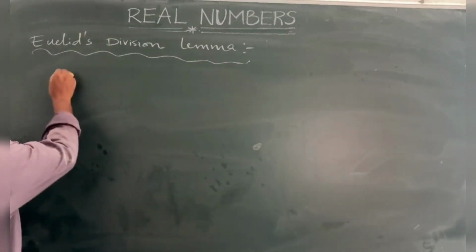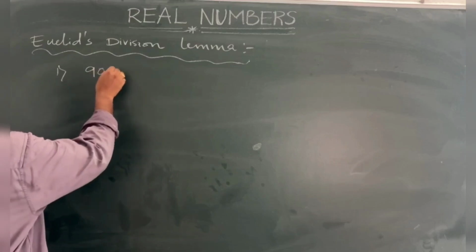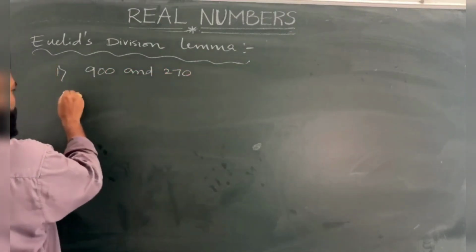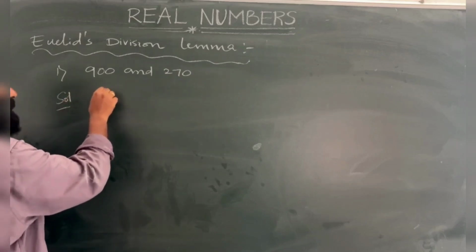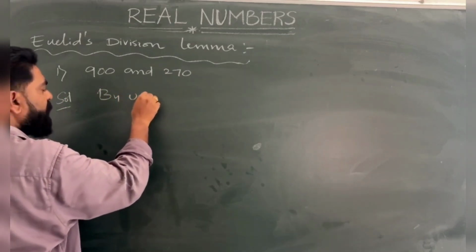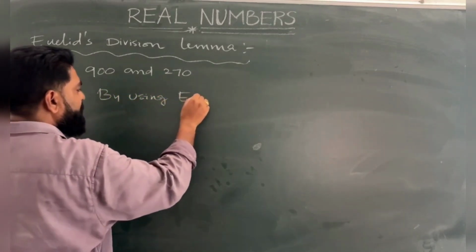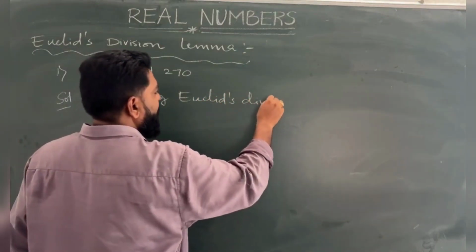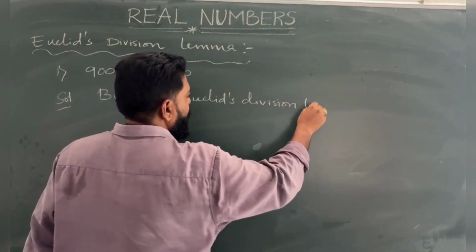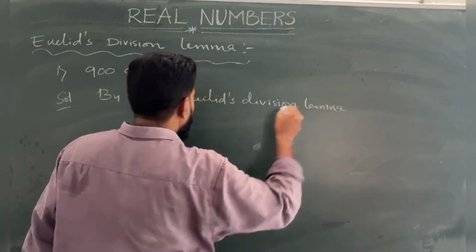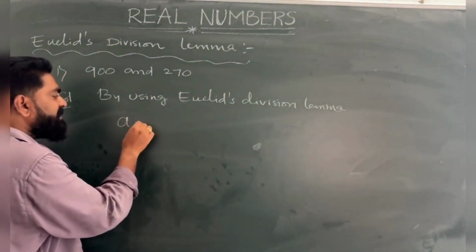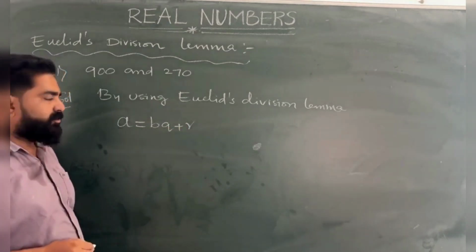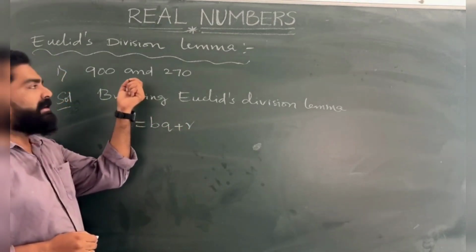Find the HCF using Euclid's division theorem. The first question is 900 and 270. Solution is by using Euclid's division lemma. So what is the formula here? A is equal to BQ plus R. So before that, you can find the HCF.